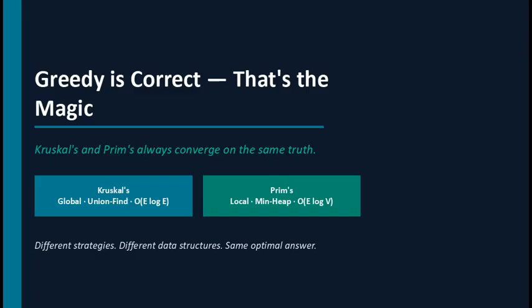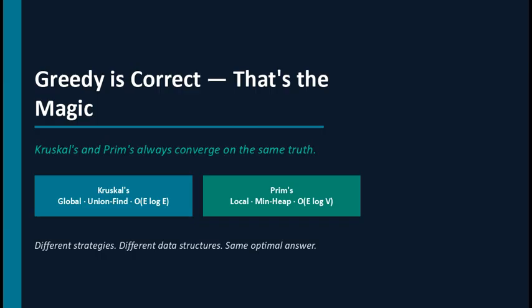We close with the most important takeaway of this entire lecture. The greedy approach is provably correct for minimum spanning trees. Kruskal's and Prim's use completely different strategies. One global, one local, with different data structures, different iteration orders, and different starting points. Yet they always converge on the same optimal answer.